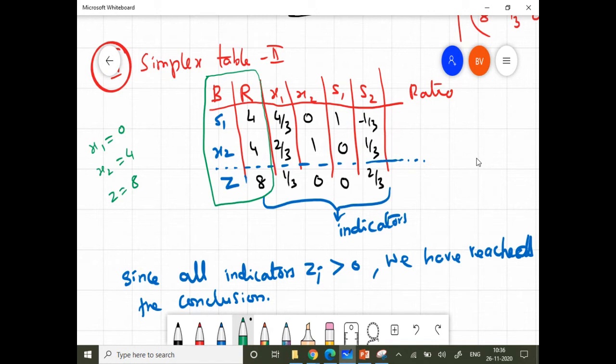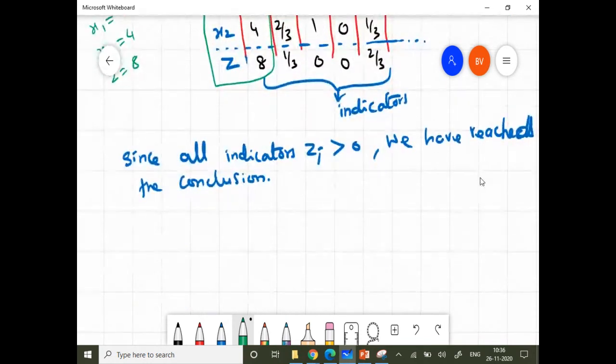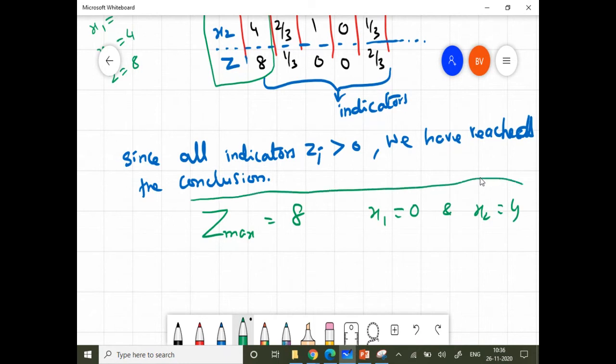Almost everything is in the first two columns. Basic variables, right hand side value, resources. So, in the end we will write z maximum is 8, which is given by x1 is 0 and x2 is 4. That's our solution. And you can use the graphical method to check this answer if you want.